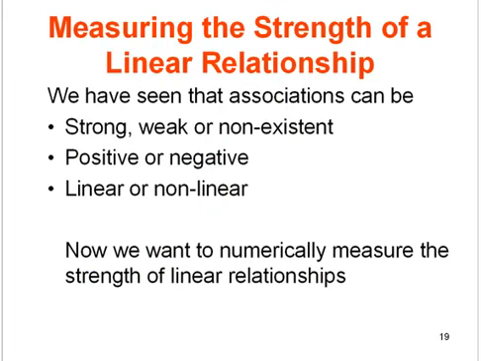So to sum it up, we've seen that associations can be strong, weak, or non-existent, positive or negative, linear or nonlinear. We will later go on to describe measures of the strength of the relationship. This ends our discussion on scatter graphs.